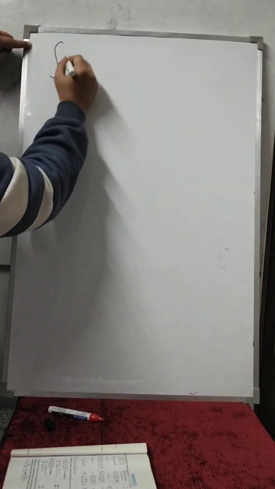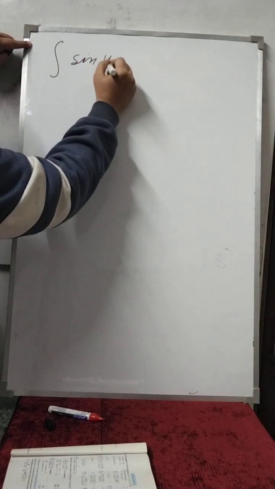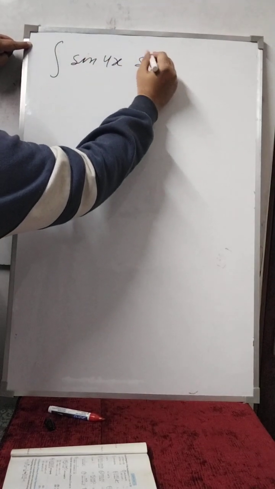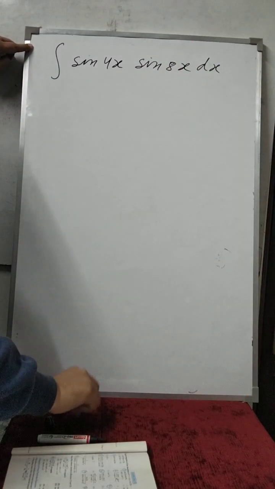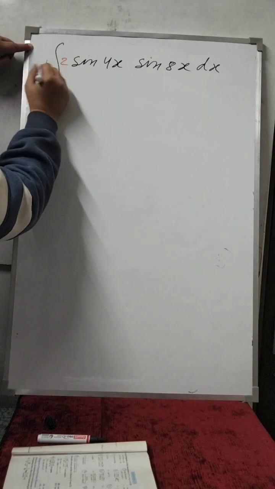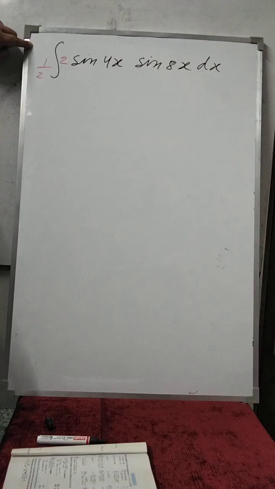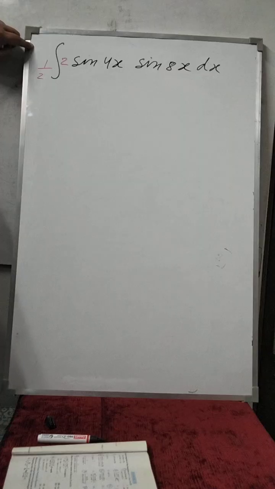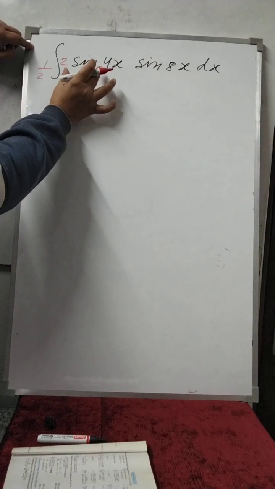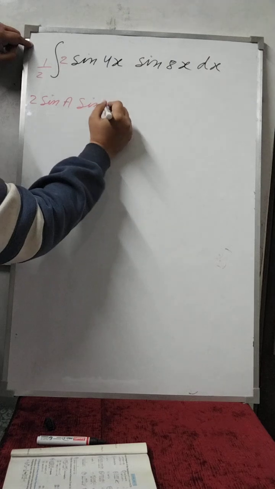Okay. So the next question is integration of sin 4x sin 8x dx. Again in this question I will multiply this by 2 and divide this by 2. I can multiply anything with 2 and divide by 2, so it will remain as it is. Why am I doing this? Because I know the formula for 2 sin A sin B.